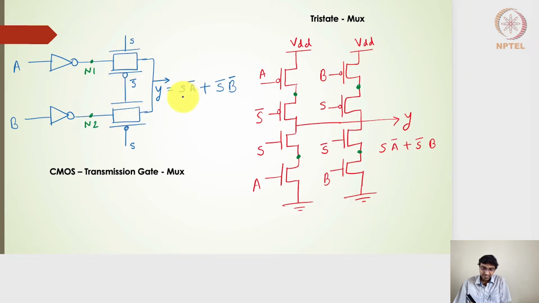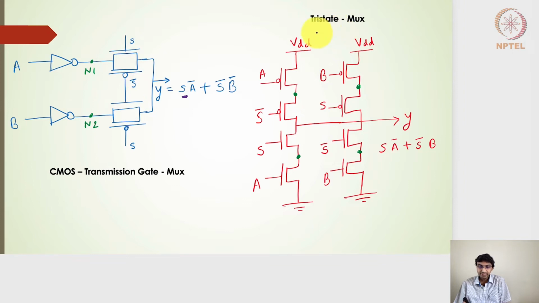So when S is equal to 1, whatever is the input here will be passed to the output, and the input here is nothing but the inverter output of the signal A. So when S is equal to 1, the output will be A bar, and when S is equal to 0, the output will be B bar. So this is one form of building the 2:1 multiplexer using the transmission gates.